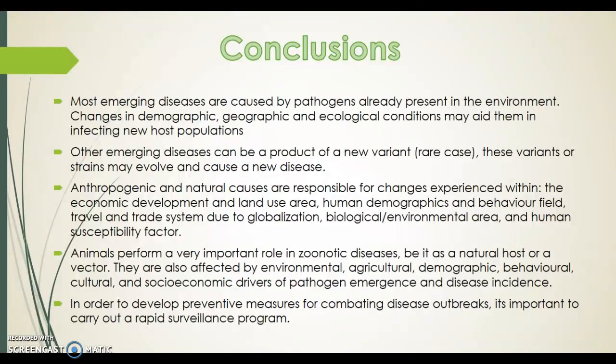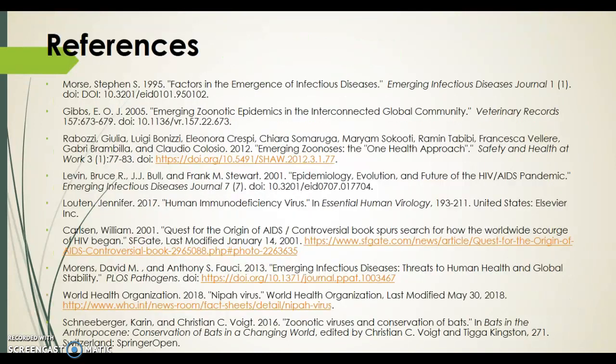Animals perform a very important role in zoonotic diseases, be it as a natural host or as a vector. They are also affected by environmental, agricultural, demographic, behavioral, cultural, and socioeconomic drivers of pathogen emergence and disease incidence. And in order to develop preventive measures for combating disease outbreaks, it's important to carry out a rapid surveillance program.